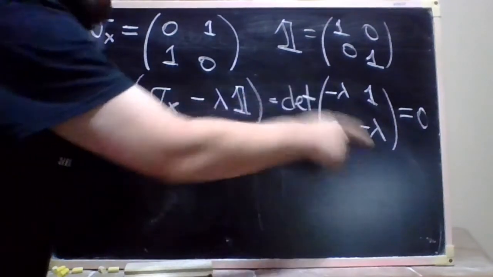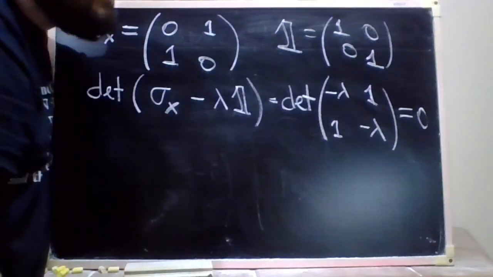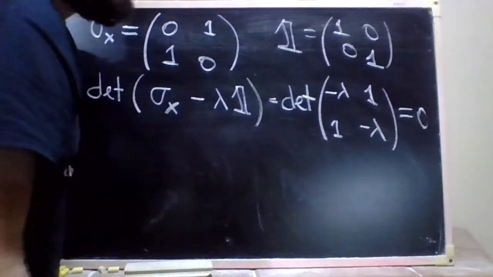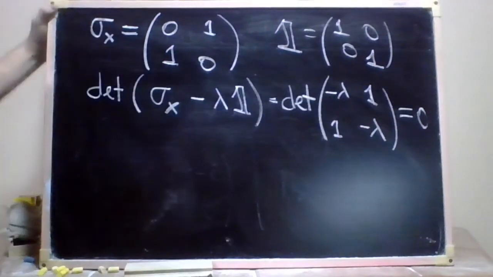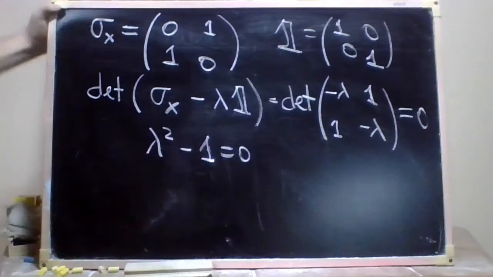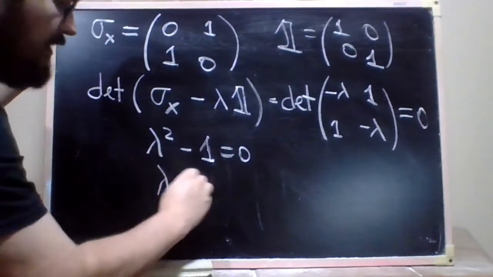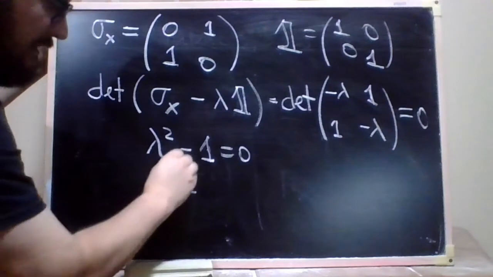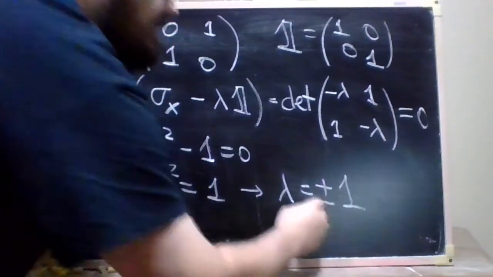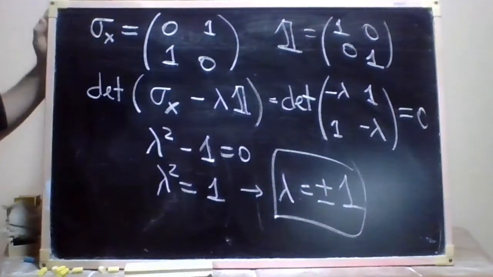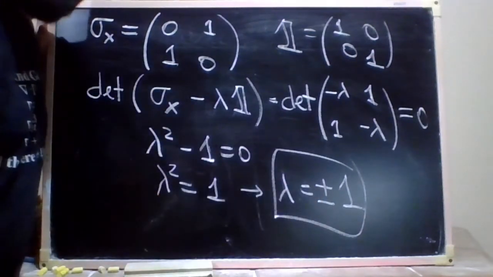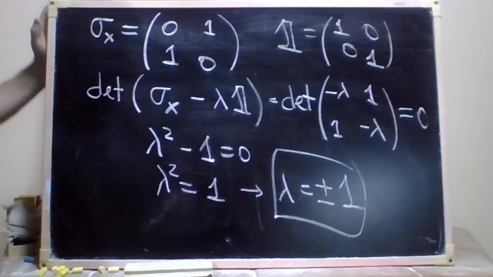The determinant of a 2 by 2 matrix is really easy to perform. You multiply the principal diagonal parameters minus the off-diagonal parameters. So you'll have the equation lambda squared minus 1 equals 0. Here you will find two possible eigenvalues, lambda squared equals 1, so lambda is equal to minus or plus 1. So the same eigenvalues for sigma x as for sigma z. All right, they are the same eigenvalues.